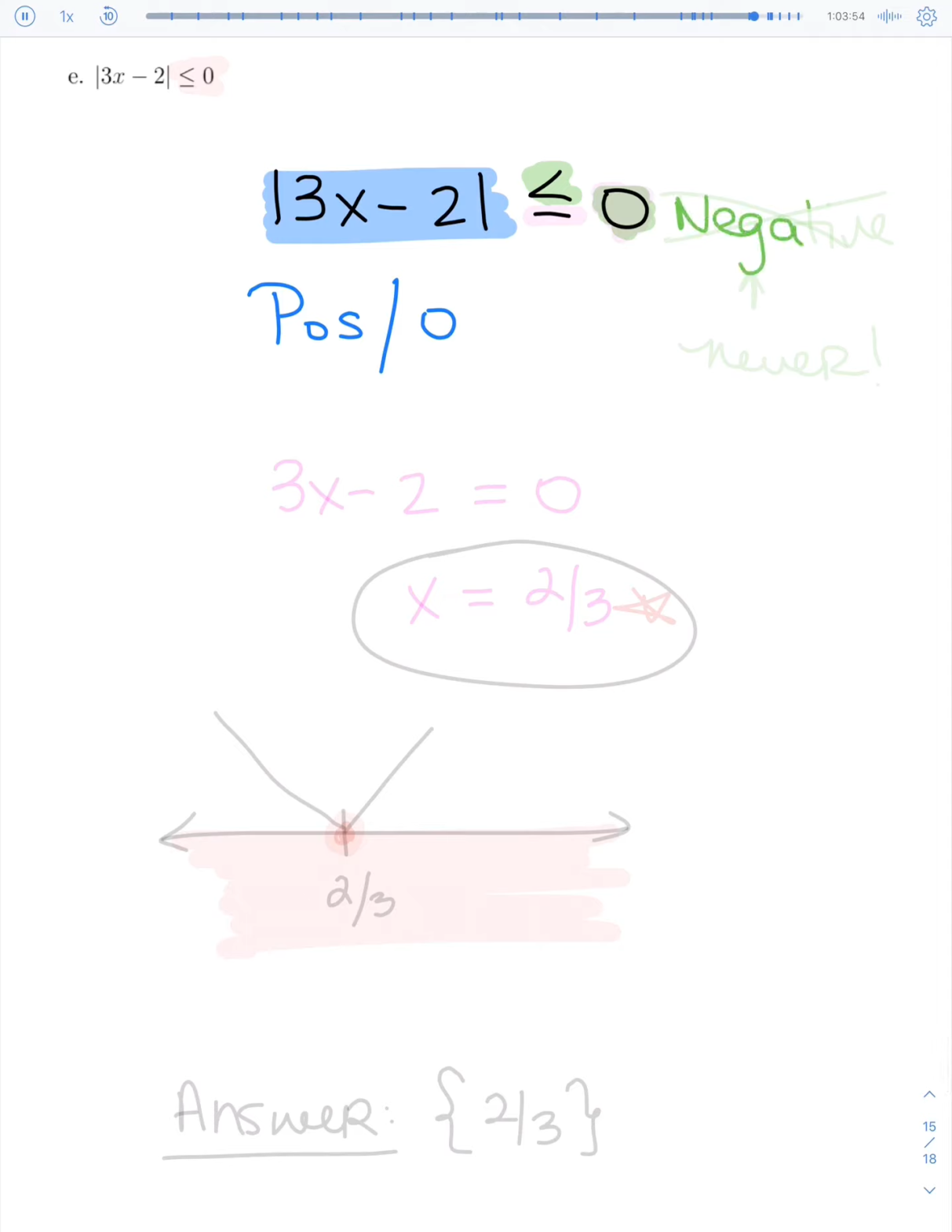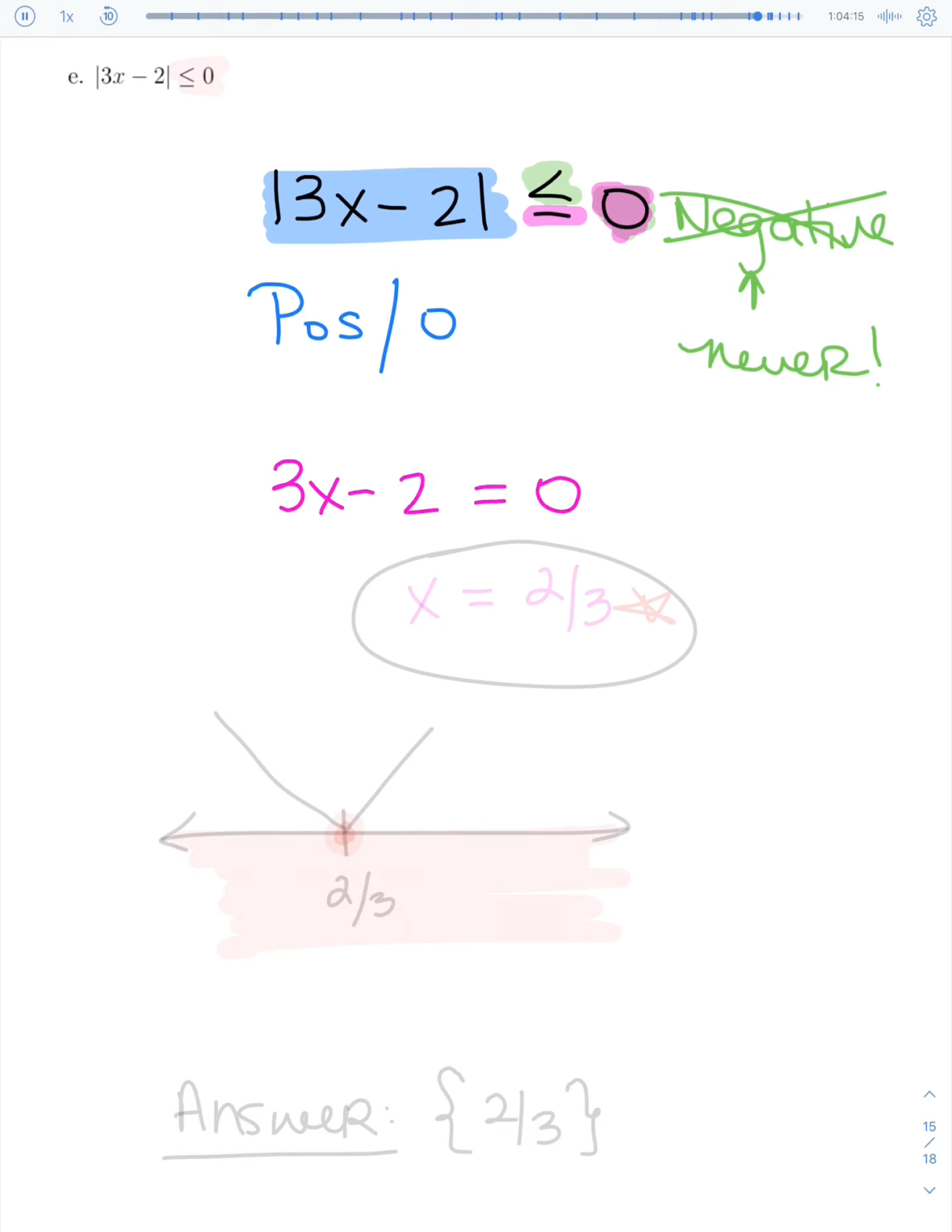And when is an absolute value negative? Never. So this little part of this inequality is never going to happen, which means the only part of my inequality I'm actually worried about is when it equals 0. So, that means I'm worried about, when does 3x minus 2 actually equal 0?